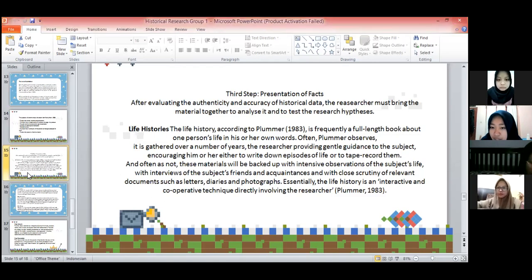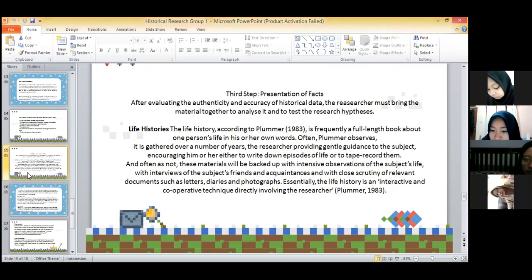1983, is frequently a full-length book about one person's life in his or her own words. Often, Plummer observed, it is gathered over a number of years, the researcher providing gentle guidance to the subject, encouraging him or her either to write down episodes of life or to tape record them. And often as not, this material will be backed up with intensive observation of the subject's life, with interviews of the subject's friends and acquaintances, and with close scrutiny of relevant documents such as letters, diaries, and photographs. Essentially, the life history is an interactive and cooperative technique directly involving the researcher. Plummer 1983. Okay, the next.